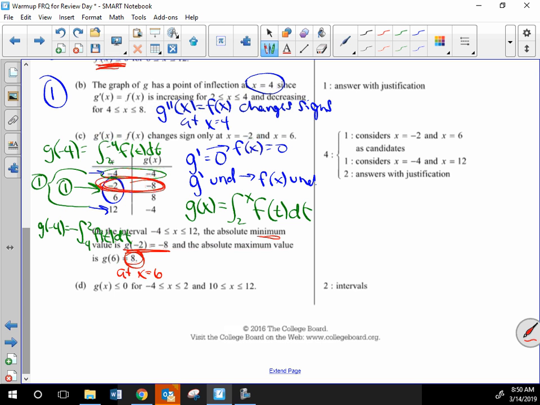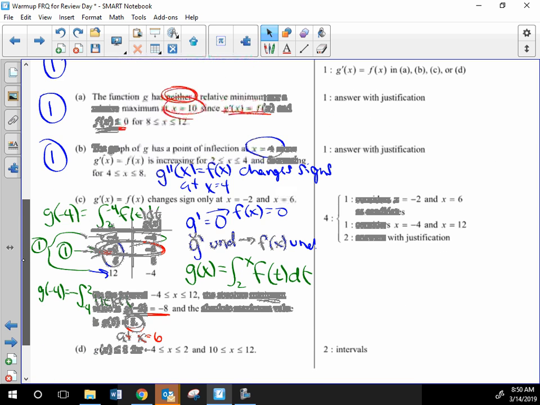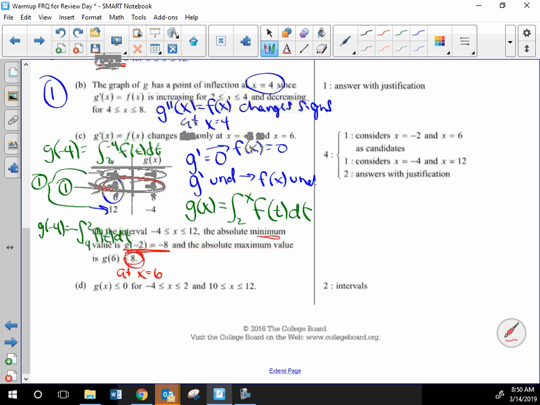Do we have questions with C? Anytime they ask about absolute max or min, you don't have to, but do the chart, because that will take care of your justification for you. All right, for part D, it asks when G was less than 0. All right. So G is less than 0.